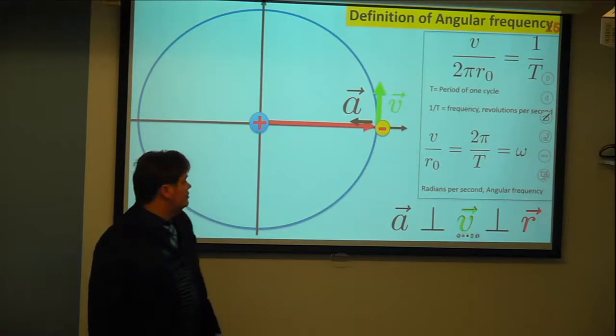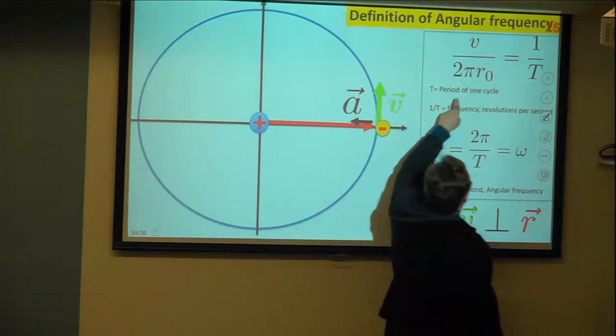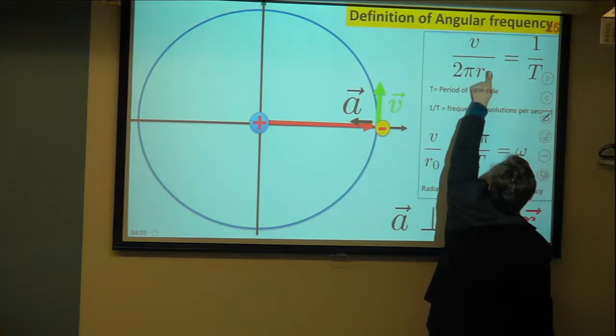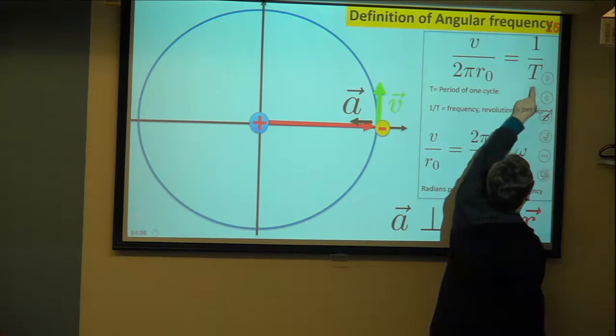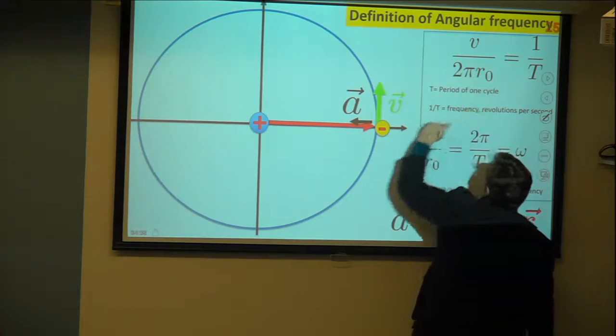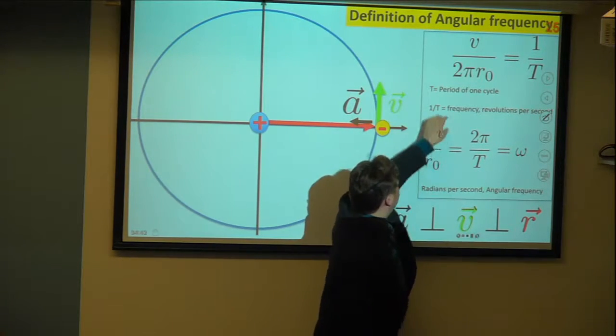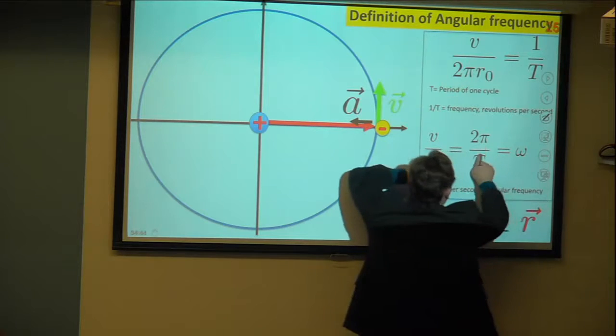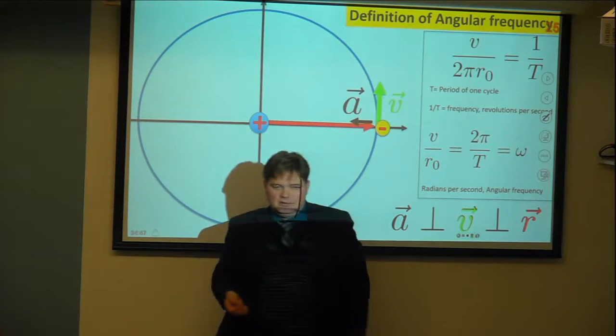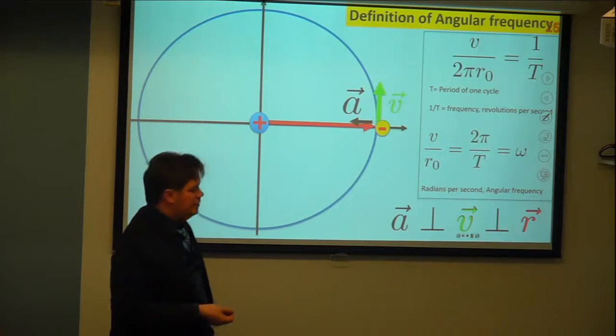You all know angular velocity. If you divide the length of this trajectory by velocity, it will be the period. Or if you divide velocity by the length of this circular trajectory, it will be frequency, right? And if you multiply left and right by 2 pi, it will be omega, angular velocity.